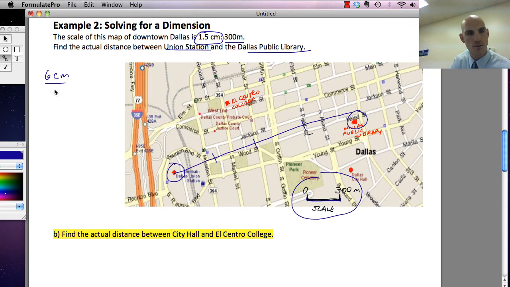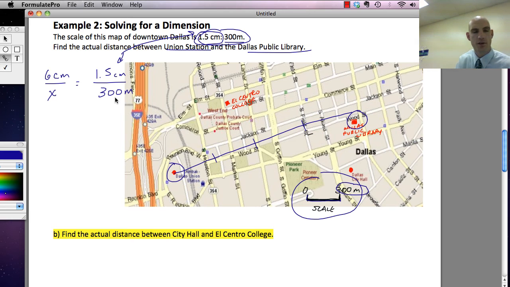Well, 6 over x, which is the actual distance, is equal to 1.5 centimeters over 300, because my scale is 300 meters. See, it's 1.5 to 300, and this is a different way to write that proportion. So 1.5 to 300 is equal to 6 centimeters, which is the distance between these two, if you measured it, to x. Well, when I multiply, I get 1,800 meters.